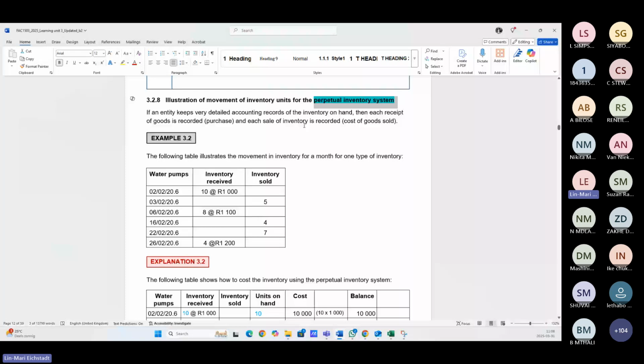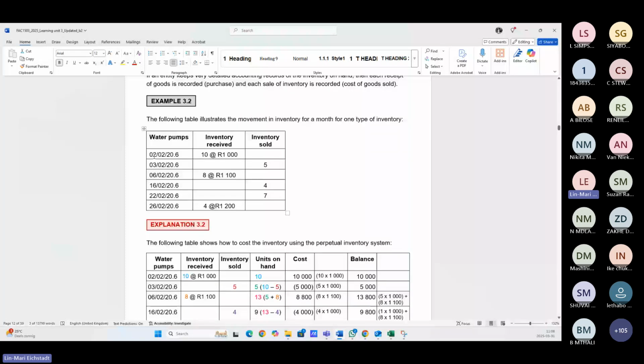And we go into this table to explain. So the following table illustrates the movement in inventory for a month for one type of inventory. And the table works like this. It shows you all of these are water pumps, all of these transactions. It has the different dates that transactions occurred, and there is inventory received. So this is when we purchased things, and there's inventory sold.